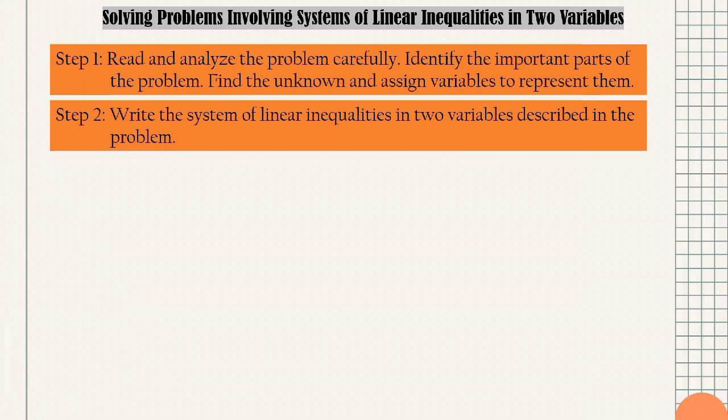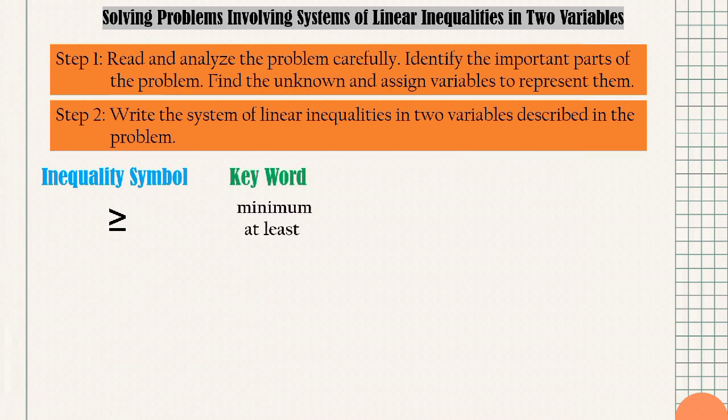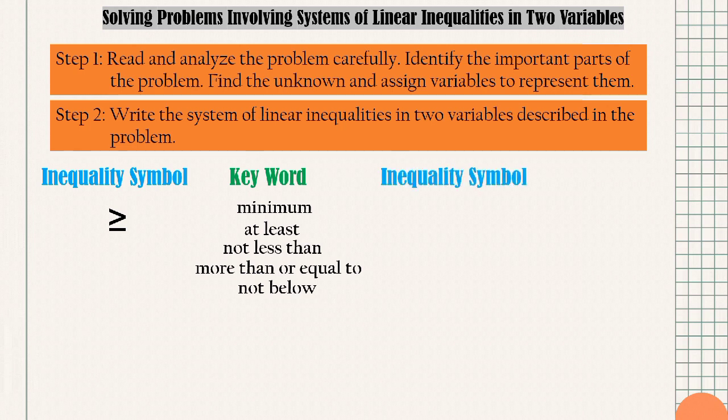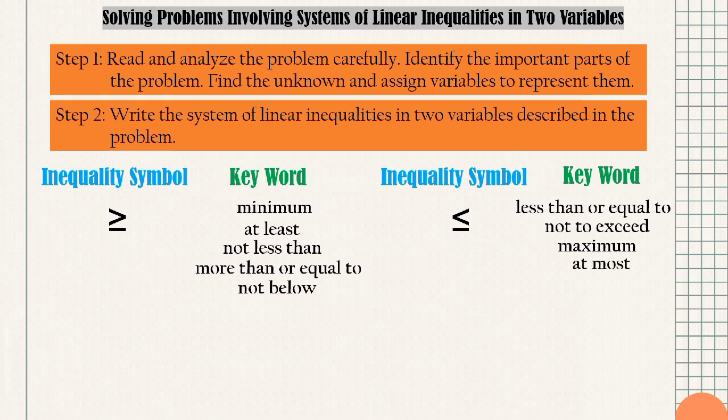It's important to know what inequality symbol will be used, so here are the keywords and the corresponding inequality symbol. For the inequality symbol greater than or equal to, we have the keywords minimum, at least, not less than, more than or equal to, and not below. While for the inequality symbol less than or equal to, the keywords are less than or equal to, not to exceed, maximum, at most, and no more than.